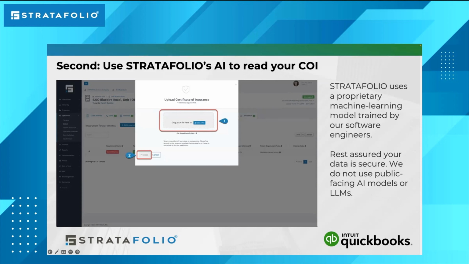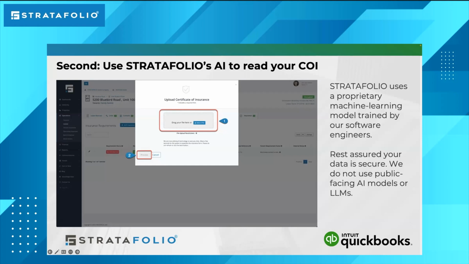So STRATAFOLIO's AI for reading COIs is a proprietary machine learning model trained by our software engineers. So rest assured that your data is secure. We do not use public-facing AI models or LLMs, large language models. When you are prompted to, you can drag and drop a COI or browse for it on your computer.